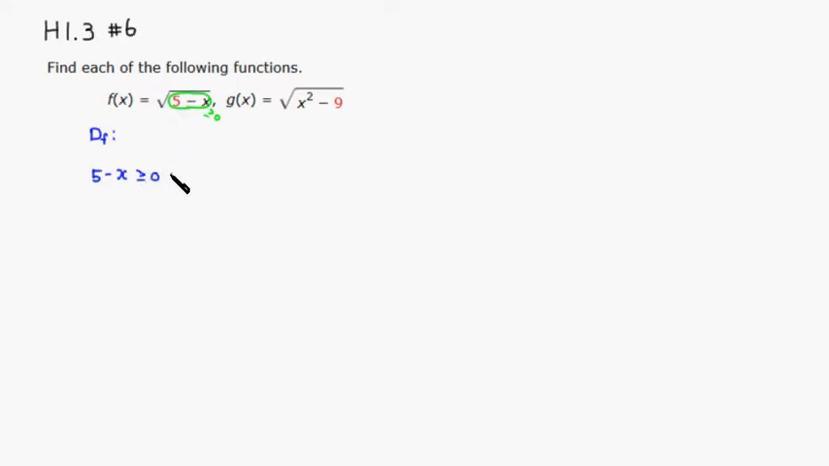So we need to isolate x. We can add x to both sides. So 5 is greater than or equal to x. Right? So x is less than or equal to 5. So it's going to be negative infinity all the way to 5, and we include 5 because there's equality there.